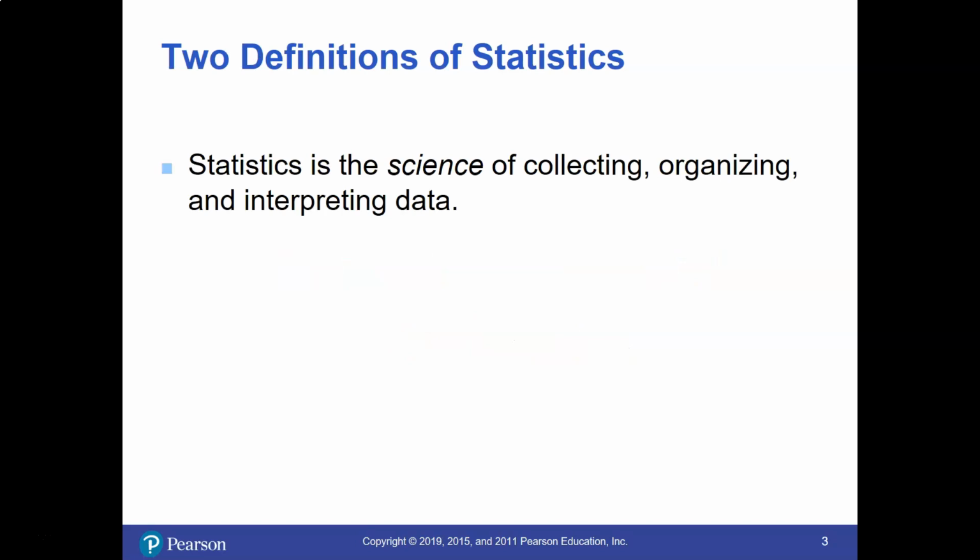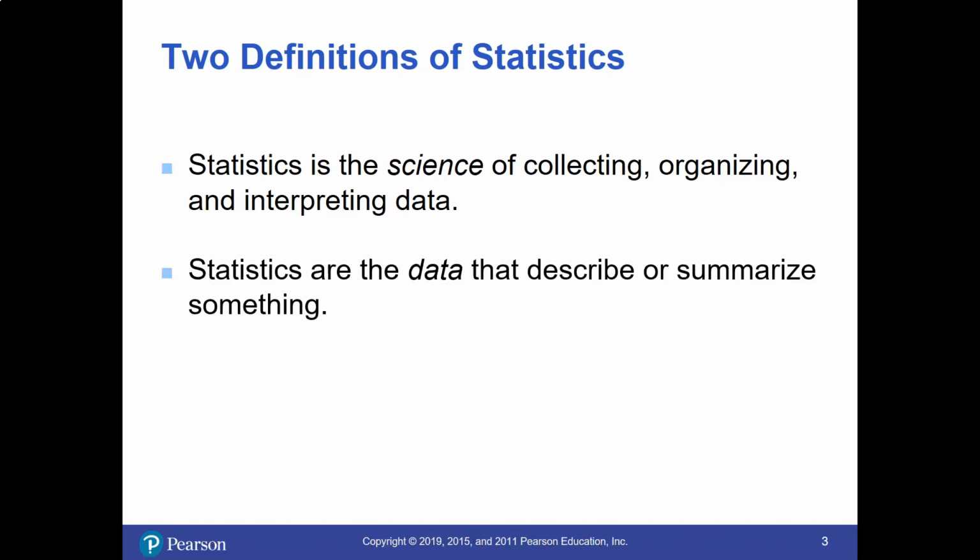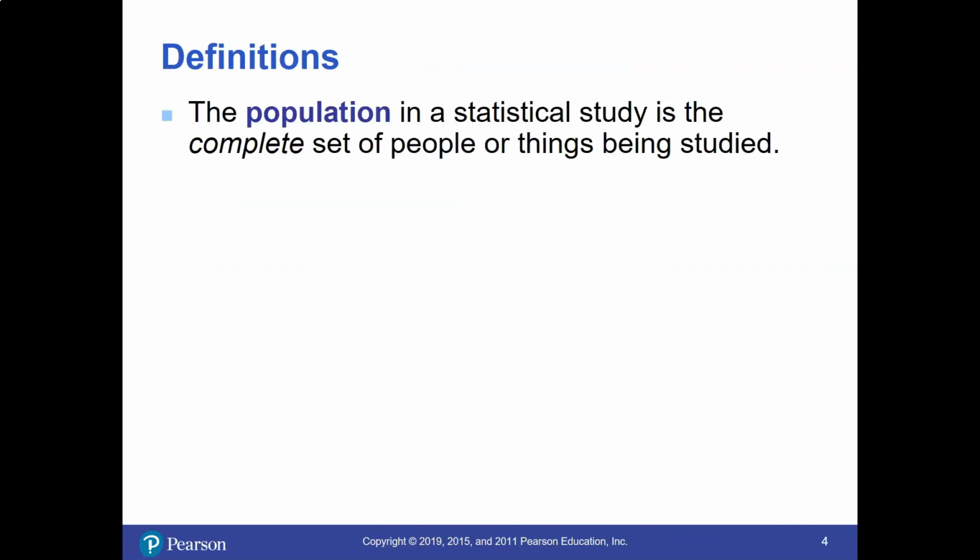So statistics is basically collecting, organizing, interpreting data. There's a lot of tools to do that, and a lot of different things that you can use to talk about the middle of the data, the range of the data, the variance of the data, stuff like that. And we'll spend time in the future looking at lots of different ways of doing that. So the statistics are actually the data that describe or summarize something.